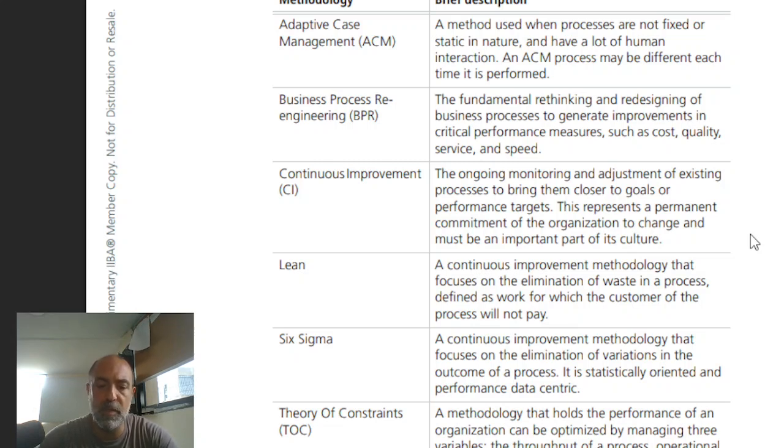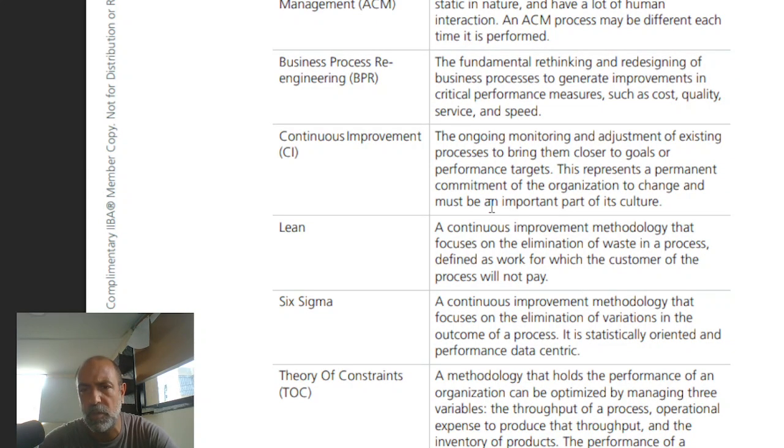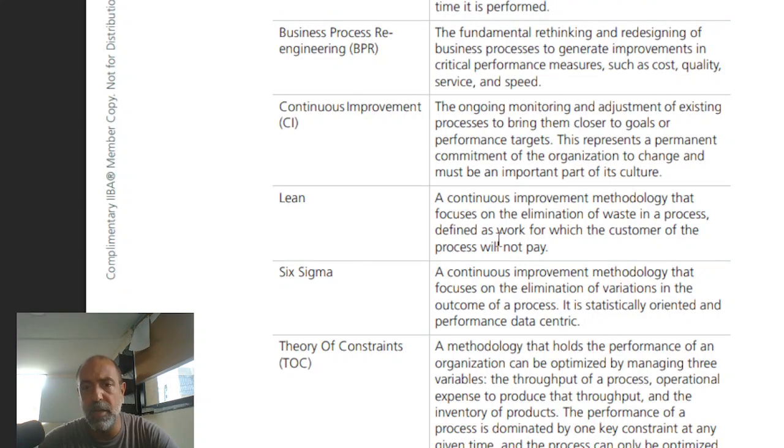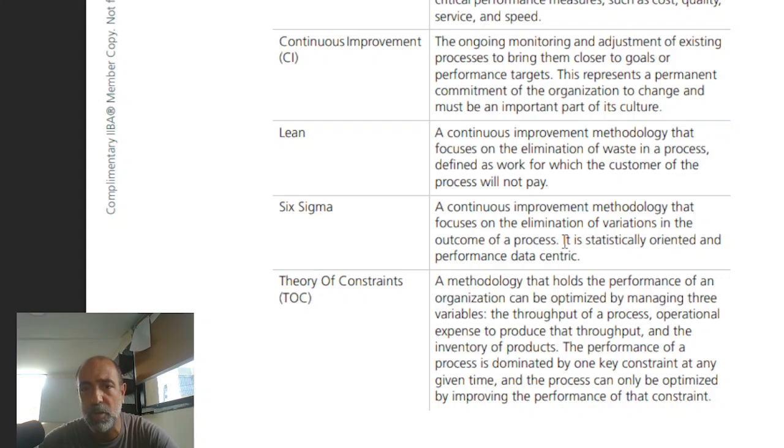All right. Continuous improvement. That means we're always looking at the process, always looking at what we're doing, always looking at the results that we're getting. It's the ongoing monitoring and adjusting of existing processes to bring them closer to goals or performance targets. Lean is a continuous improvement methodology that focuses on elimination of waste, defined as work for which the customer of the process will not pay.